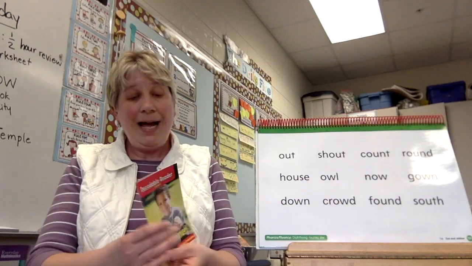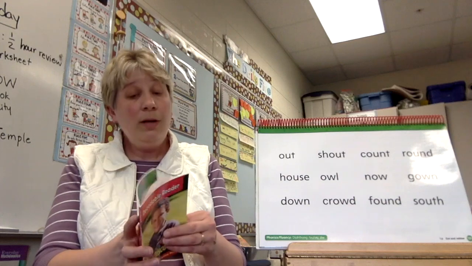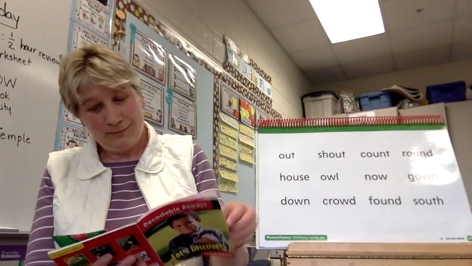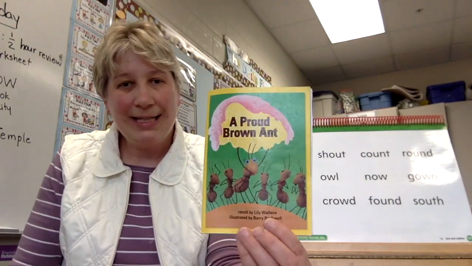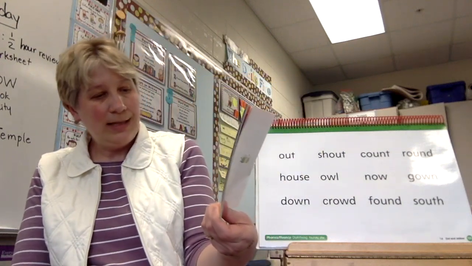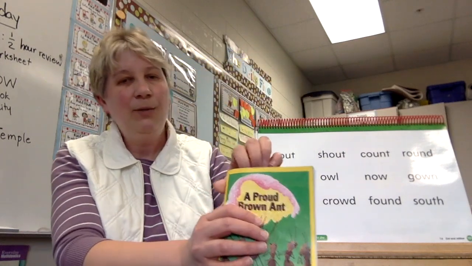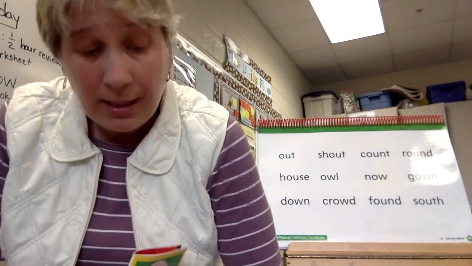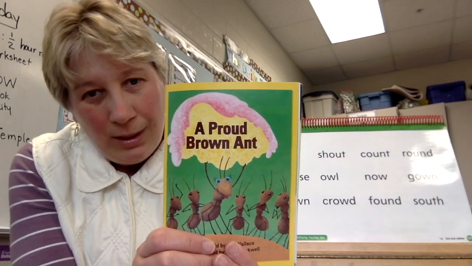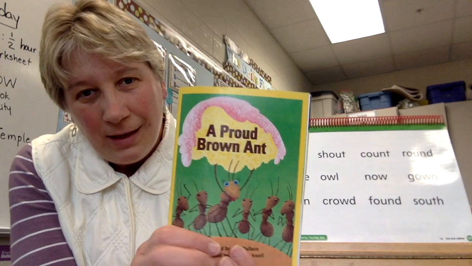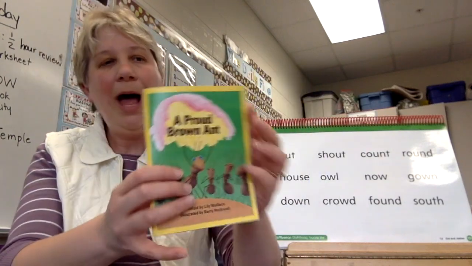Now I'm going to read our phonics book today. And the name of our book is called A Proud Brown Ant. And here it is. A Proud Brown Ant. And it's written by Lily Wallace and illustrated by Barry Rockwell. And let's see why this ant is proud. Now if I look closely, I can see an O-U and an O-W word in the title. Do you see it? The word proud and brown. Ow, ow, ow.